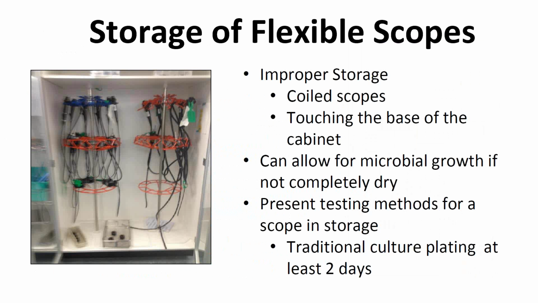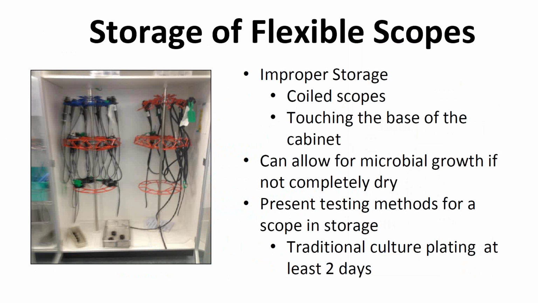Here we have a picture of improper storage, and there's a lot of information around storage from professional societies that show you and tell you, along with the endoscope manufacturer recommendations, that they need to be hung vertically, not coiled, and they should be not touching the bottom of the cabinet, and they need to be completely dry.